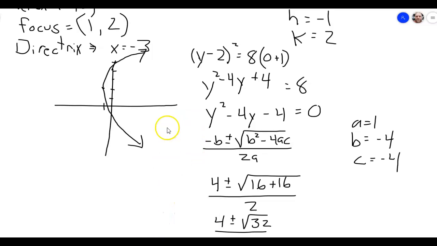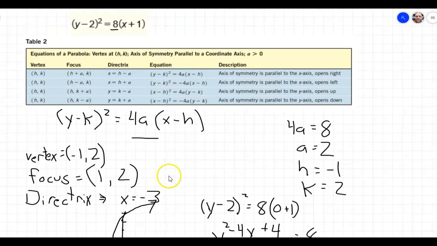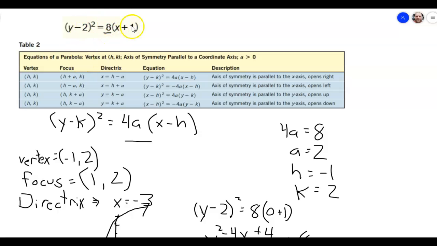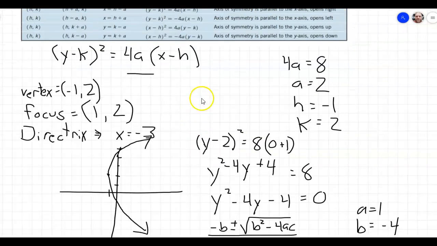Really what you're wanting to do is first make sure it's in this kind of form here. A lot of times we have to complete the square if it's not in this form, and I've done some videos on that. And then you just match it up to these equations here. And then you just use those formulas to find the different things.